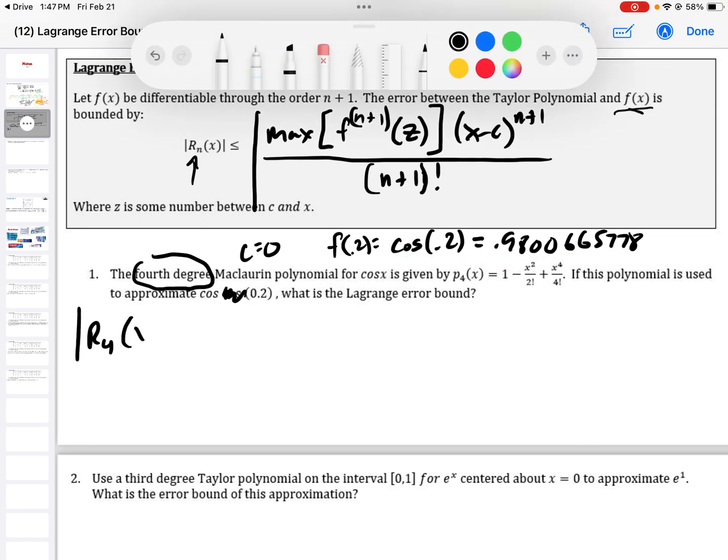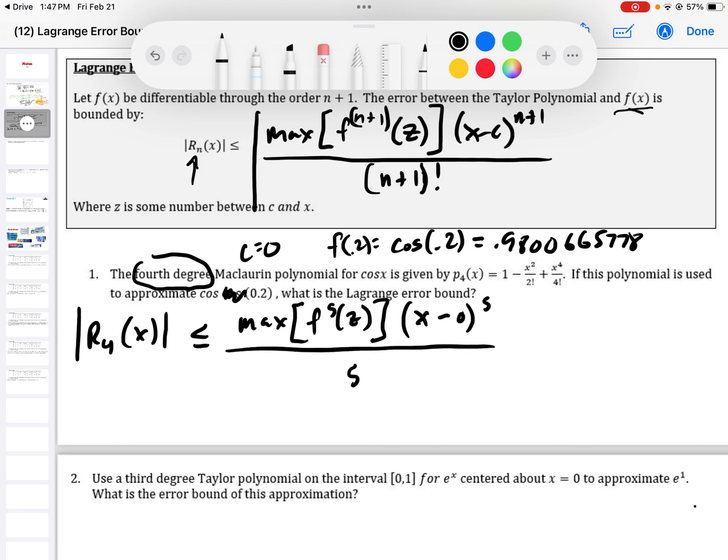So the error bound, R sub 4 of x in absolute value, is going to be less than or equal to the maximum of the fifth derivative evaluated at z, times x minus 0, because c is 0, to the fifth power all over 5 factorial. X is 0.2, I'm just going to say x for now. I'll plug in my numbers in the next step.